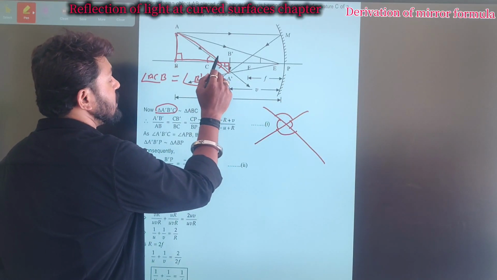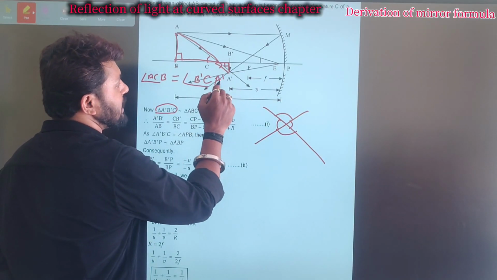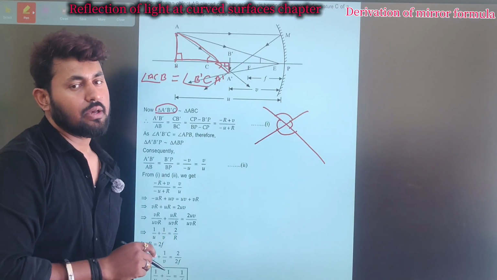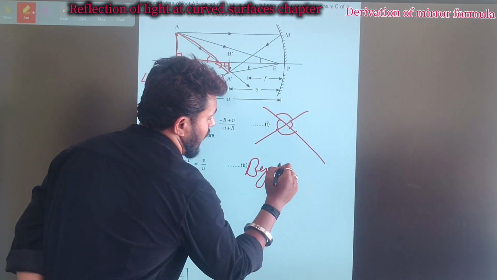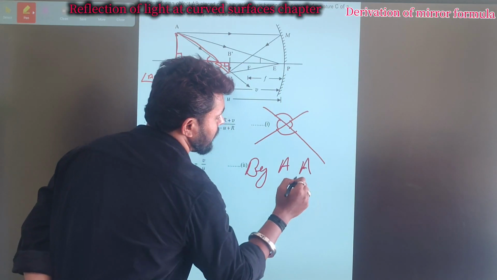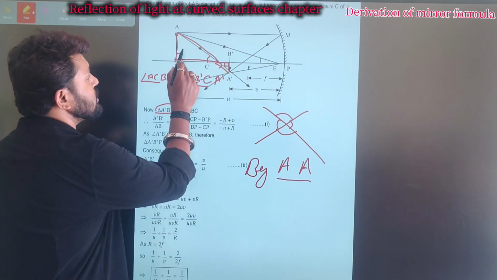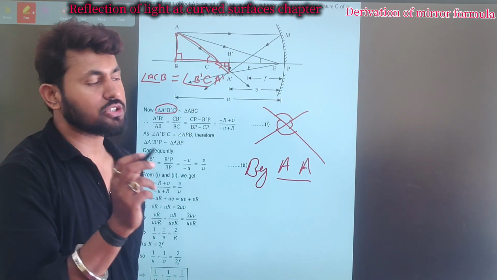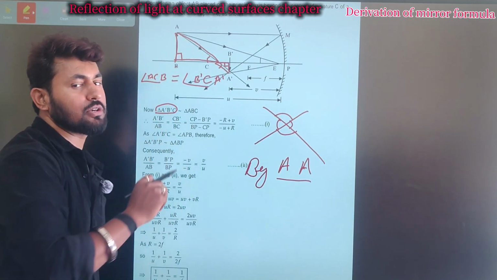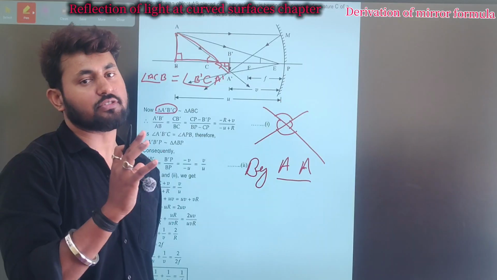Already angle ABC, that is 90 degrees, and angle C, B dash and A dash is 90 degrees. Hence by the angle property, these two triangles are similar to each other. And if the two triangles are similar to each other, then I can take the ratios of their sides.